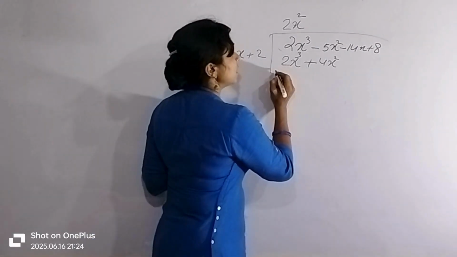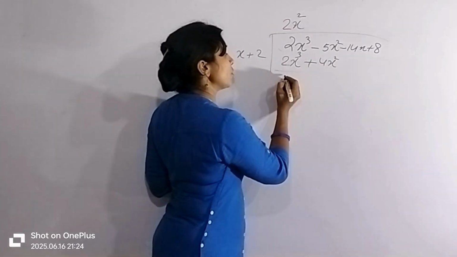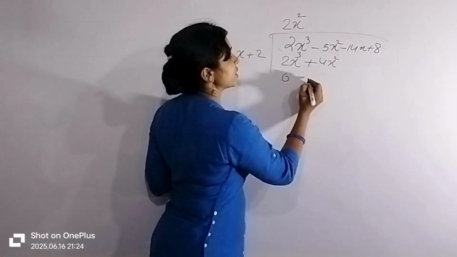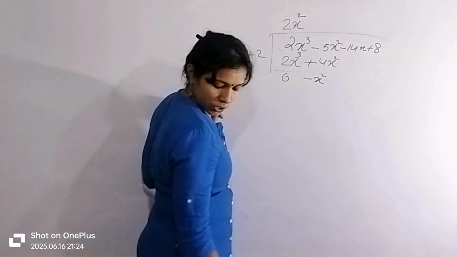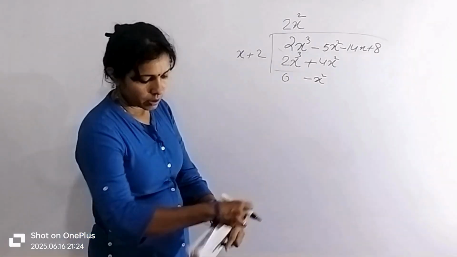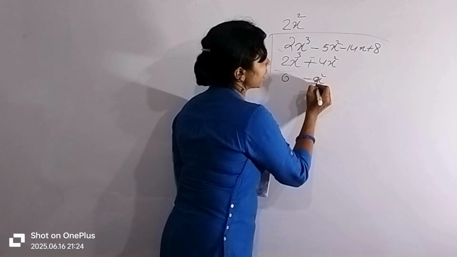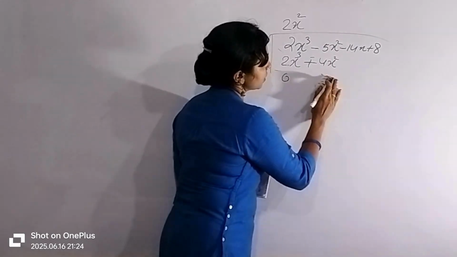We have to now subtract it. 2x cube minus 2x cube is 0, minus 5x square minus 4x square is equal to minus 9x square. So this one is a minus, then it will become 9x square, 9x square, clear?